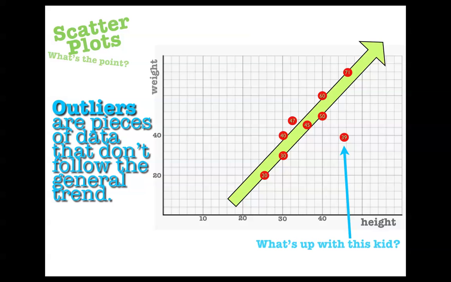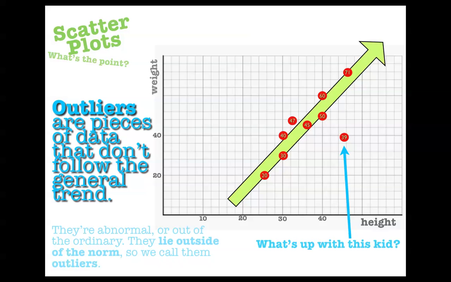Outliers are pieces of data that don't follow the general trend. See how all the other dots make a nice line that kind of goes together? It's not exactly linear, but it follows a linear trend. This one dot doesn't really fit in with that trend, so it's an outlier. Outliers are abnormal. They're out of the ordinary, or they lie outside the norm, and since they lie outside the norm, we call them outliers because they lie outside of what's normal. So this kid's special, that's all. And it's good to be different, so be nice to those kinds of kids, all right?